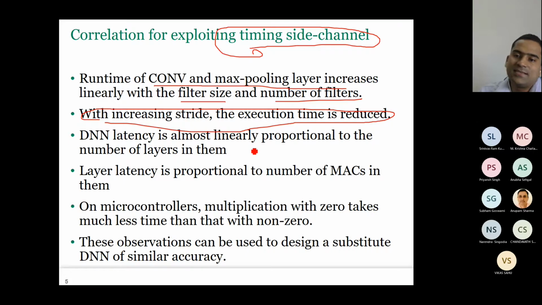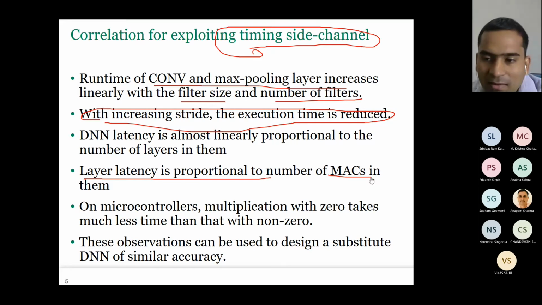Now, DNN latency is proportional to the number of layers. That is quite obvious. It may not be exactly proportional, but as you increase the number of layers, execution time will increase. If a DNN has only 5 layers versus 50 layers, the one with 50 layers will have more execution time. And layer latency depends on how many operations it is doing. Of course, there are other factors such as memory access, but in general, the more computations you do, the more execution time you will have.